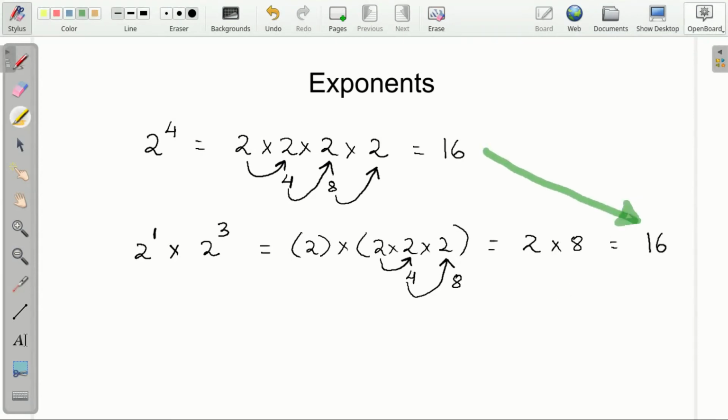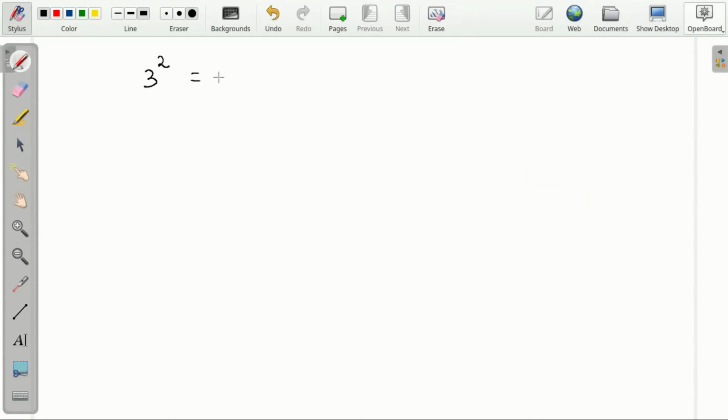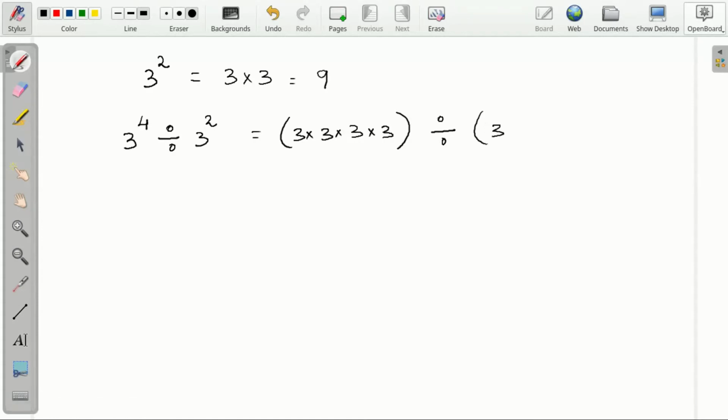But have you observed we got the same answer in both cases? That is, 2 power 4 is the same as 2 power 1 times 2 power 3, which can also be written as 2 power 1 plus 3. 3 square equals 3 times 3 equals 9. 3 power 4 divided by 3 square equals 3 times 3 times 3 times 3 divided by 3 times 3. 3 times 3 is 9, 9 times 3 is 27, 27 times 3 is 81, divided by 3 times 3 is 9, equals 81 divided by 9 equals 9.